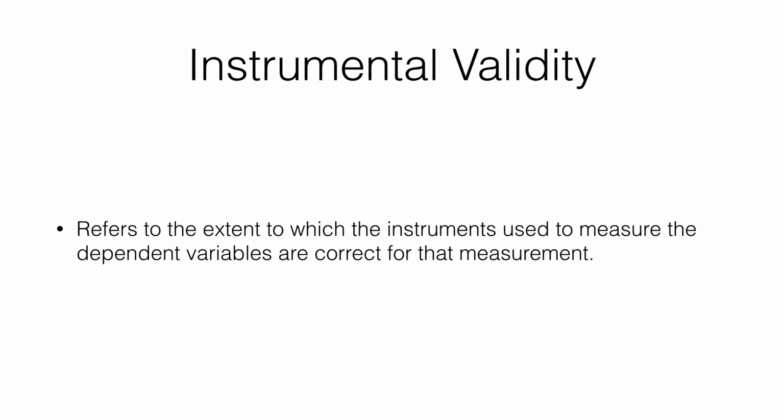So for example, suppose we're measuring the length of a table and we get a tape measure and we measure it and we say, okay, this table is 2 meters long. But then we realise that the tape measure we used hasn't been accurately made, so our measurement is inaccurate, and therefore that would have had low instrumental validity.